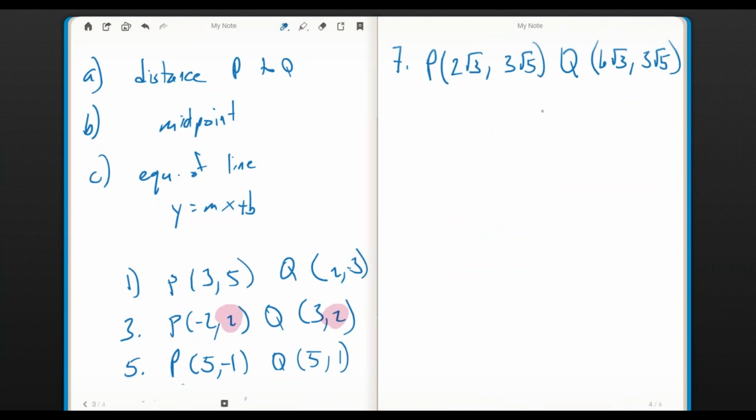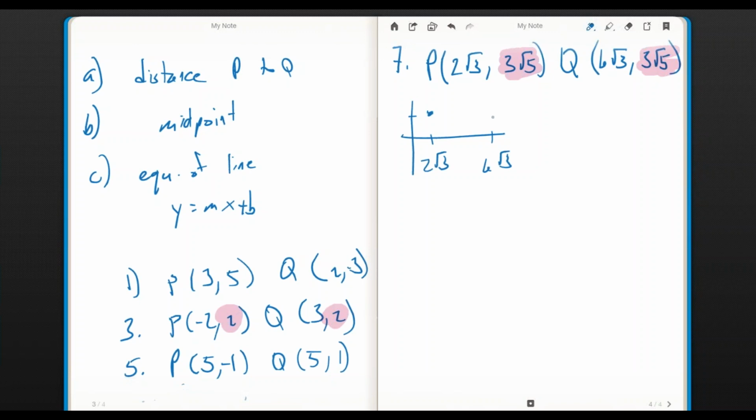This one looks a little harder to graph, except when you notice that both of the y values are exactly the same. So the nice thing about this graph is, I don't know what 2 root 3 is, but I'm just going to label it. And if this is 2 root 3, and this is 6 root 3, and this height is 3 root 5 for both of them, then I already know a lot of information about that.